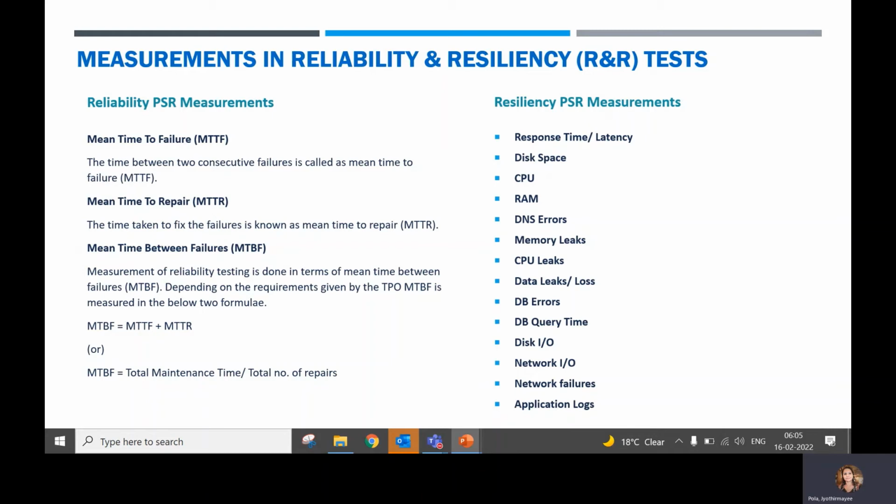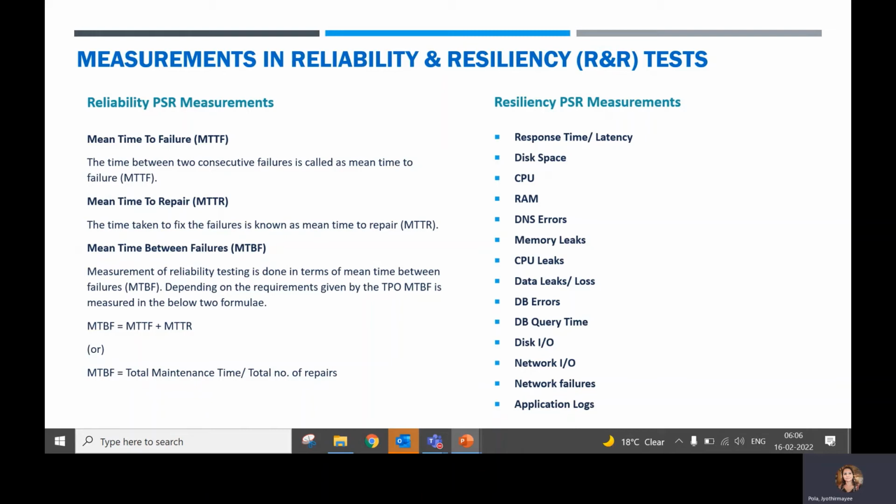So the total maintenance time is 12 minutes. For the total number of repairs, in that 1 minute of downtime, I may be replacing 5 fans in a unit. So the number of repairs is 5 per month. So 5 into 12, 60. So the mean time between failures is 12 minutes by 60 repairs. That gives you the mean time between failures. So these are the two ways to calculate mean time between failures.